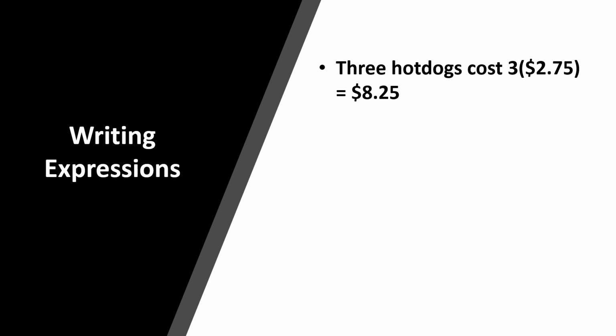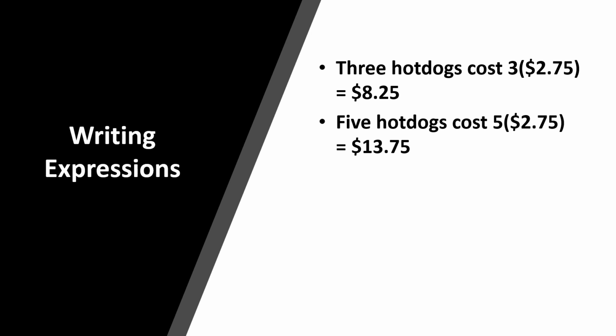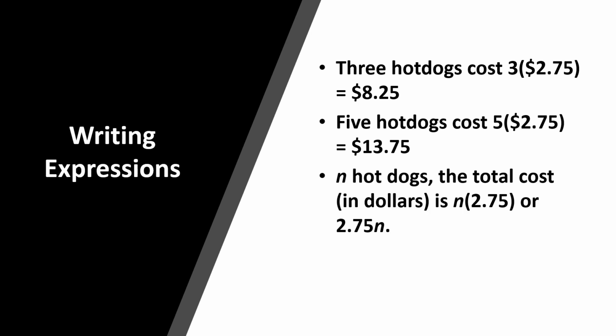If we increase the number of hot dogs to 5, it is now 5 times $2.75, which is $13.75. Now notice 3 times $2.75 is an expression, and 5 times $2.75 is an expression. Two numbers, one operation, multiplication. For the variable n hot dogs, the total cost, and our units are dollars, is n times $2.75. Or another way of writing that, and normally we put the number first and then the variable if we're multiplying, and that would be 2.75 times n. So that is the mathematical expression for the total cost for hot dogs at this hot dog stand.